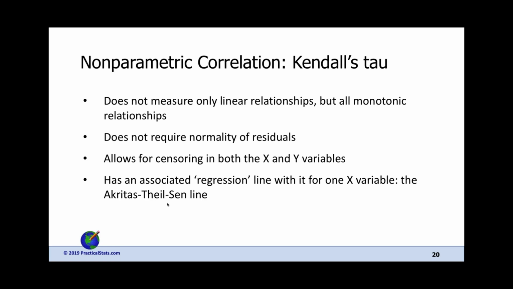Pearson's R and these likelihood R's are limited to linear relationships. Kendall's tau does not require the normality assumption for residuals, so you don't have to worry about it. If you ran it on the log of Y and ran it on Y, you'd get the same Kendall's tau. It does allow censoring in both the X and Y variables, so that's a big advantage. And it has a regression line, if you want to call it that, associated with it. For one X variable, that's the Akritas-Theil-Sen line.